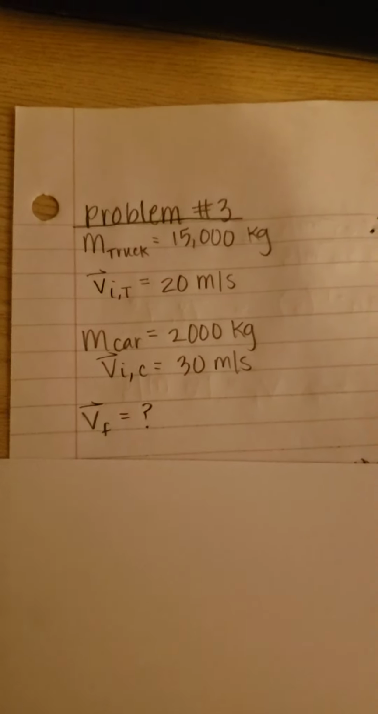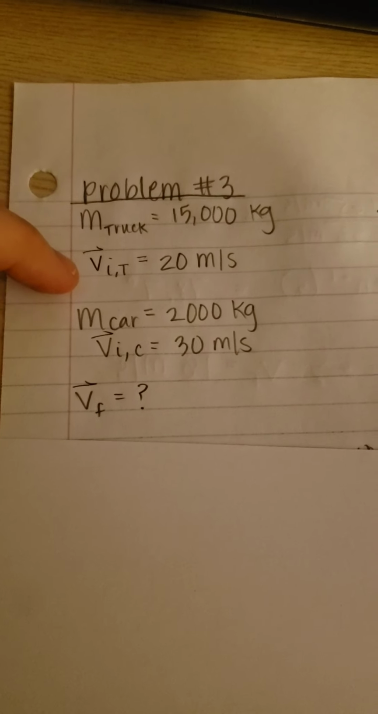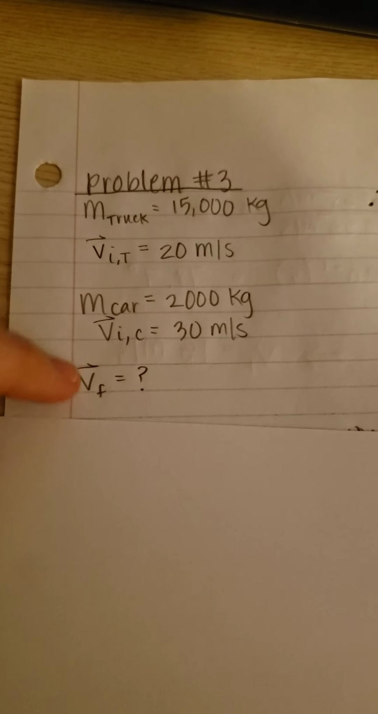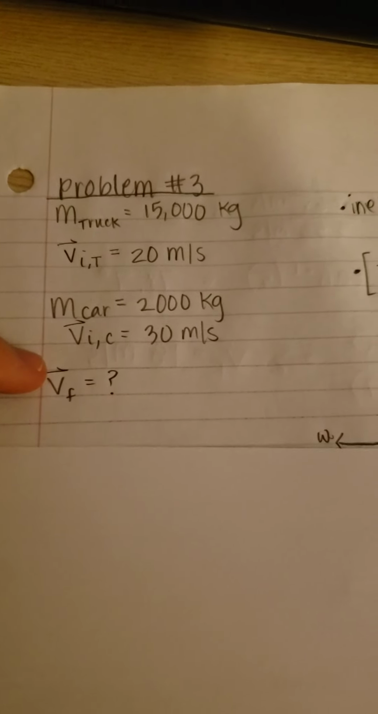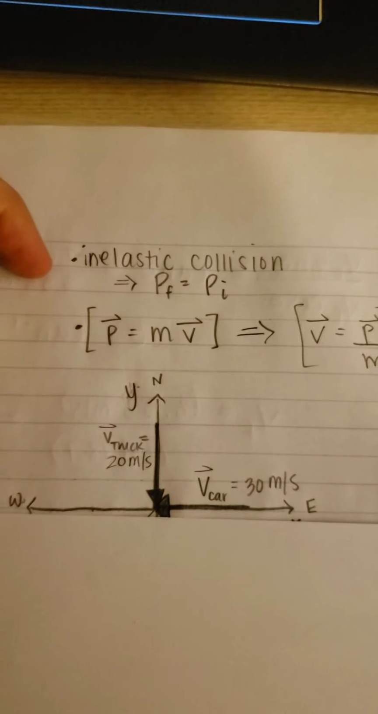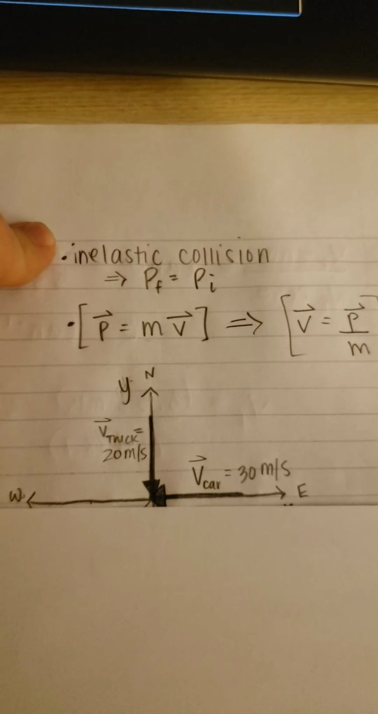They want us to find out what the velocity and the direction of the car and truck after the collision is. So, first thing I've done is written out the variables given to us. So we have the mass of the truck, initial velocity of the truck, the mass of the car, initial velocity of the car, and they want us to find out the final velocity of both the car and truck stuck together. So immediately we know that this is an inelastic collision because the car and truck stick together afterwards.